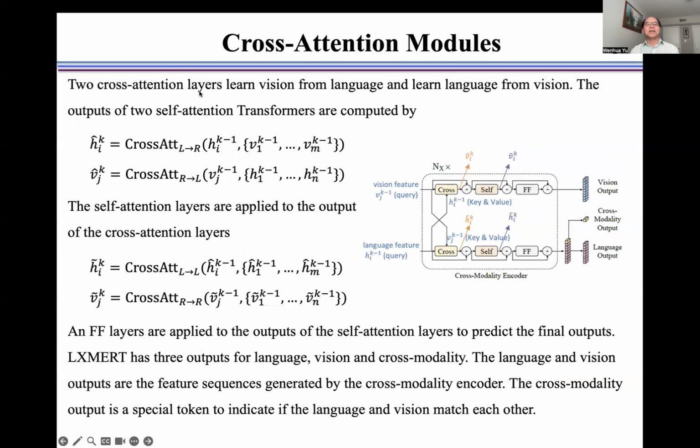Two cross-attention layers learn vision from language and learn language from vision. The outputs of the two cross-attention layers are computed by using these two formulations. The self-attention layers are applied to the output of the cross-attention layers, as shown here and in this figure. And FF layers are applied to the outputs of the self-attention layers to predict the final output, as shown here.